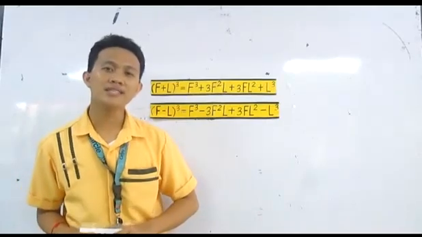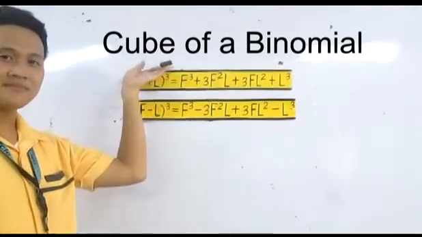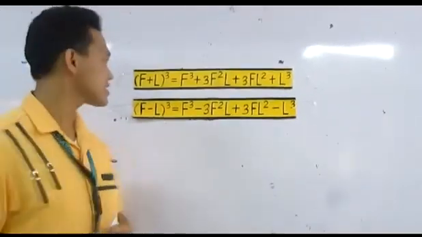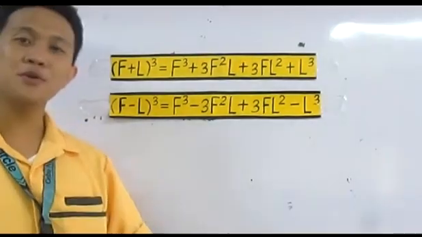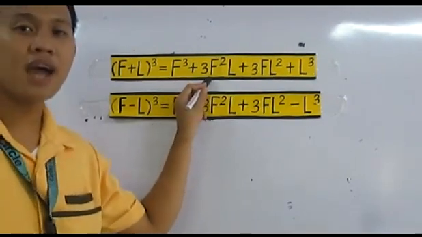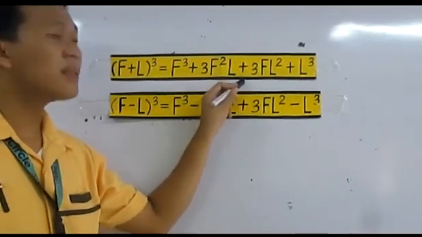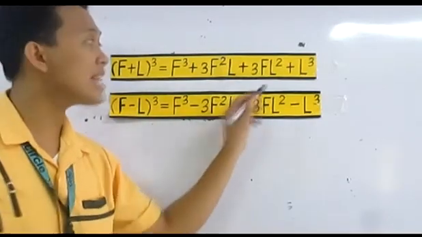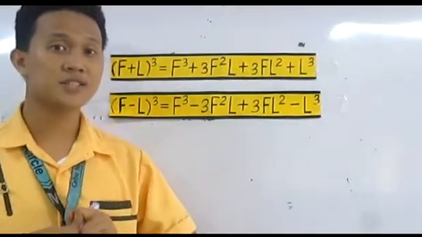Moving on to our fourth type of special product, we have the cube of a binomial. With its definition, it is read as, given a cube of a binomial, it is simply equal to the cube of the first term plus thrice the product of the square of the first term and the last term, plus thrice the product of the first term and the square of the last term, plus the cube of the last term.